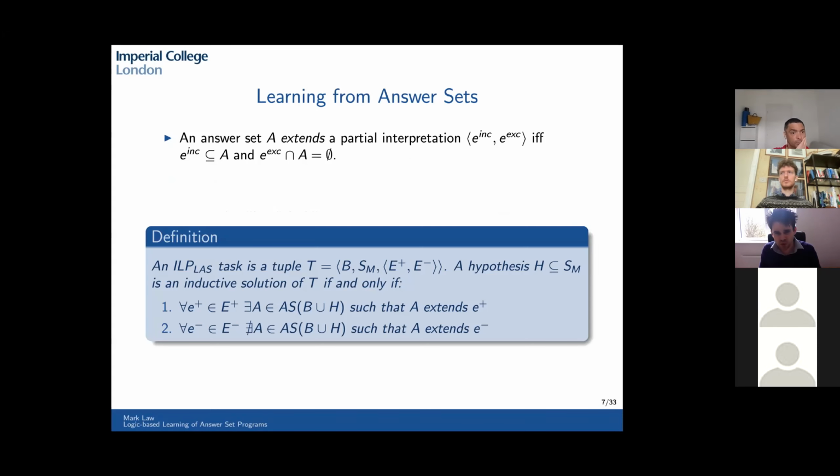So more formally, what I mean by a partial answer set is in fact what we call a partial interpretation. This is a pair of sets of atoms called the inclusions and the exclusions. And we say that an answer set extends a partial interpretation if it includes all of the inclusions and doesn't include any of the exclusions.